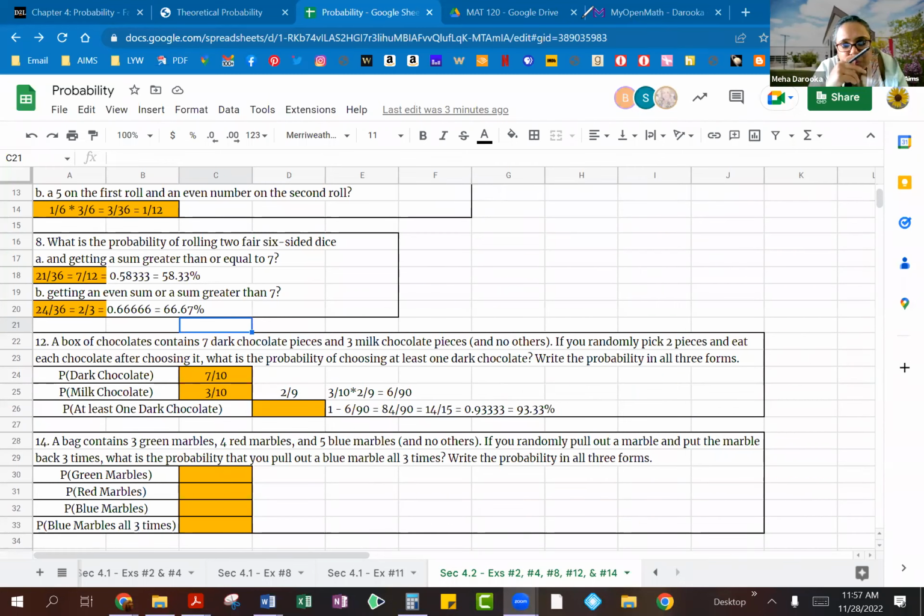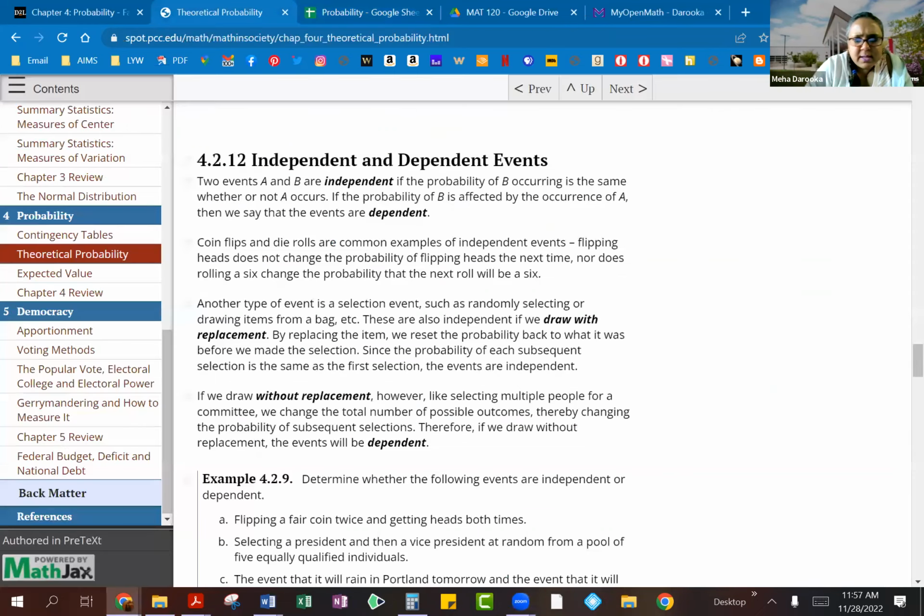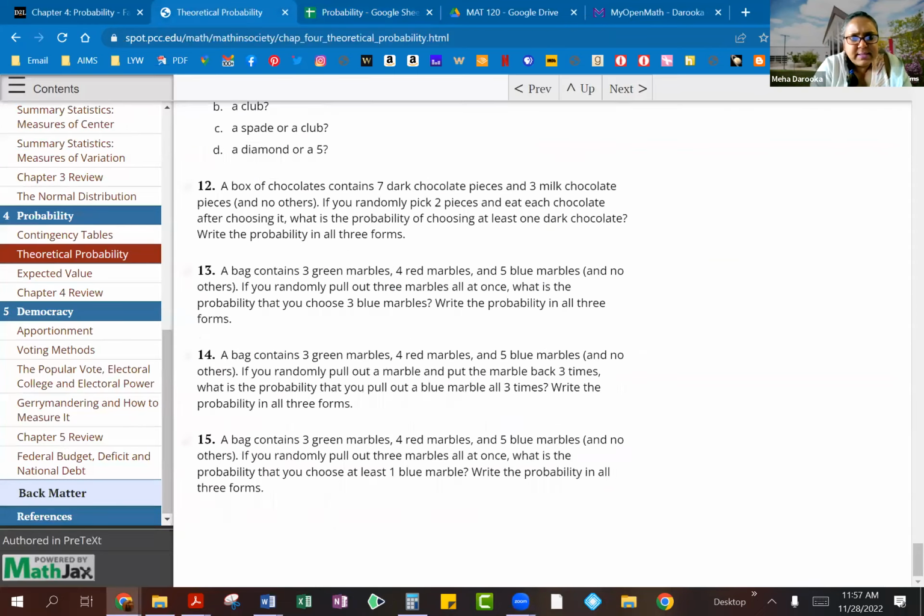Alrighty, guys. So that was using the complementary event. Now let's look at one more example. Number 14, yeah. You will see stuff like this in your homework, yes, for sure.